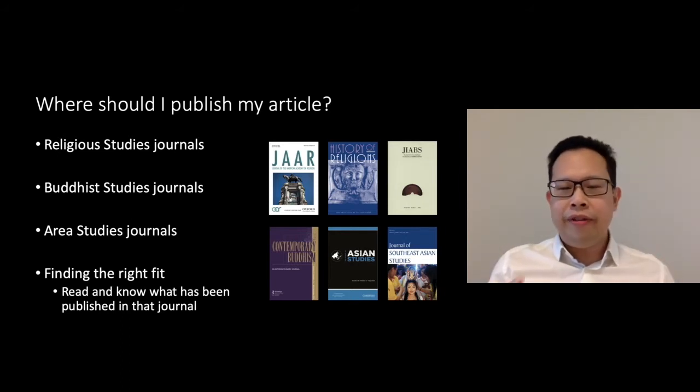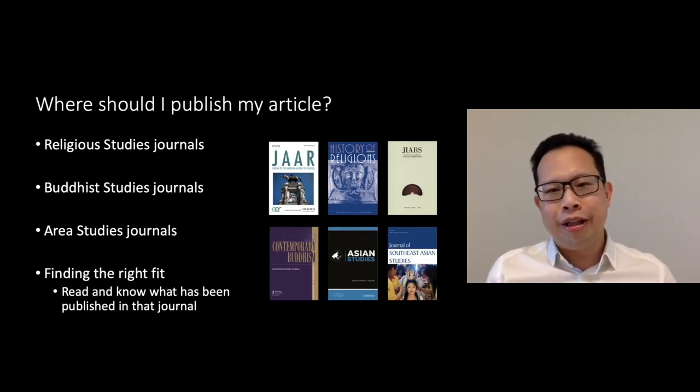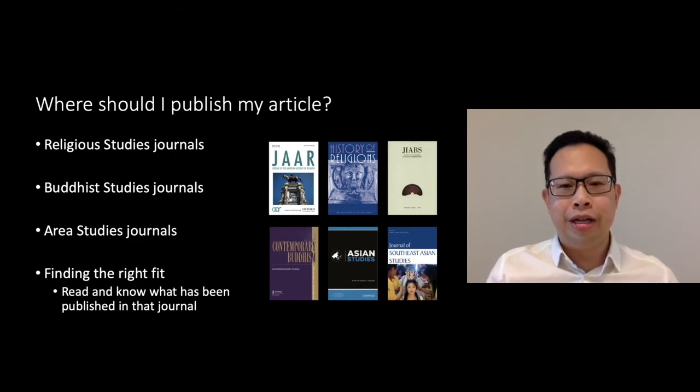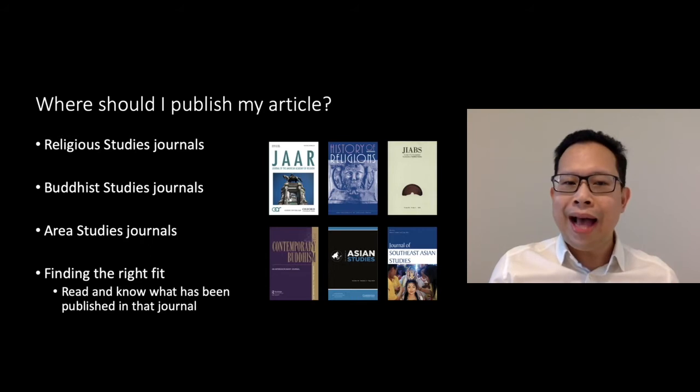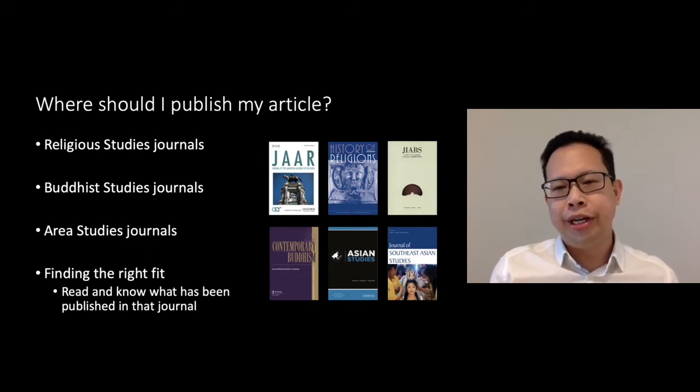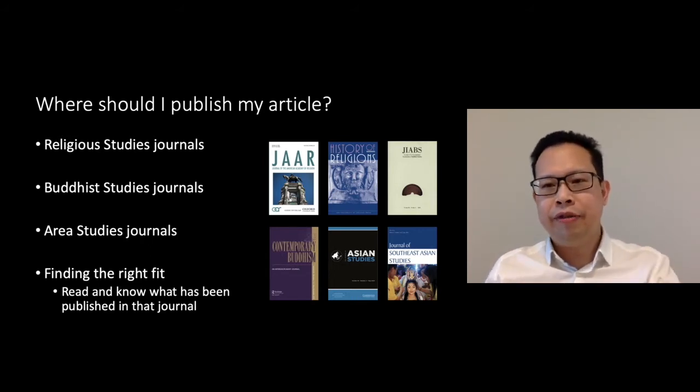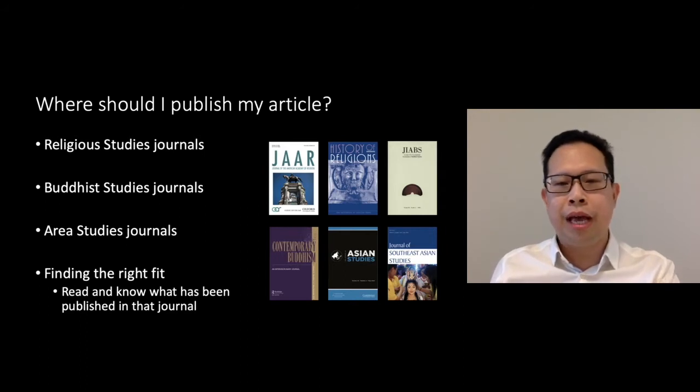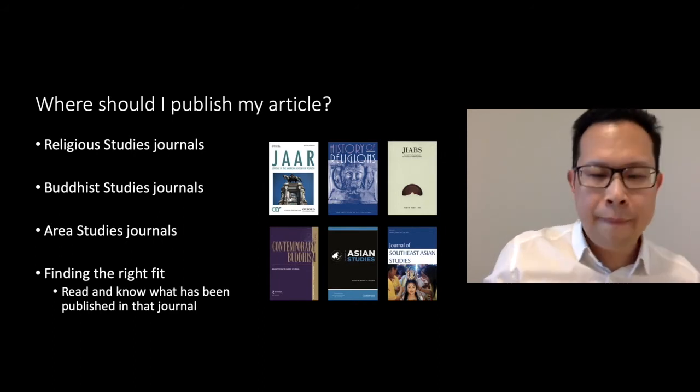So, finding the right fit is extremely important in publishing a journal article, and therefore you need to read and know what has been published in that journal, and especially the last few issues of the journal, so that you know the editorial direction and the specialization of the journal. So this is something extremely important.